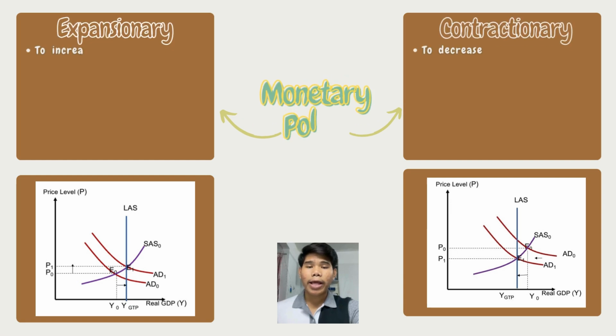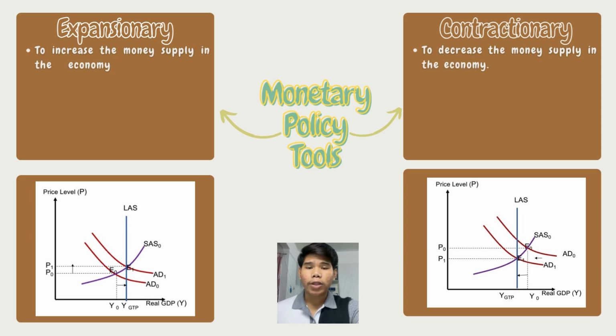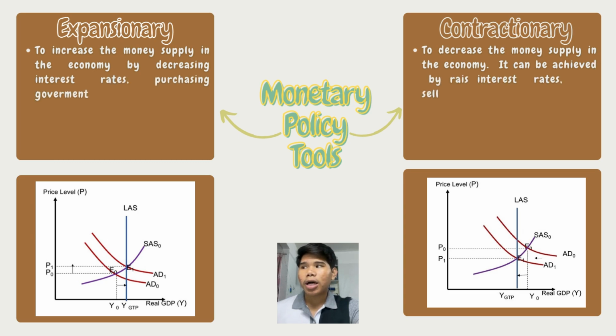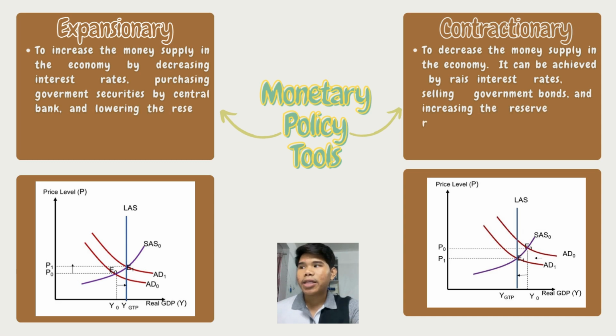Okay, now I will explain about monetary policy tools. Monetary policy tools are divided into two: first, expansionary; second, contractionary. Expansionary is to increase the money supply in the economy by decreasing the interest rate, purchasing government securities by the central bank, and lowering the reserve requirement for banks.